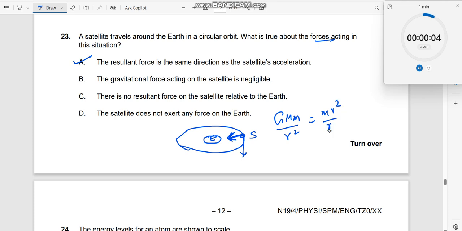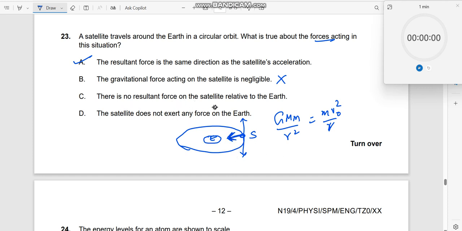Based on this expression only, you find out the orbital speed. If you remember the concepts in your gravitation and circular motion, you will derive the expression for the orbital velocity using this method. So, therefore, this is not negligible. Moreover, if you say it is negligible, then the satellite would have gone straight like this, right? So, it should be considered.